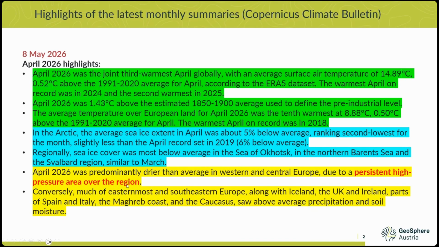And finally, in yellow, you see they mention a persistent high pressure area over Central Europe and Western Europe. So this persistent high pressure area has an effect on clouds, has an effect on precipitation, and that's what I want to show you from the perspective of satellite meteorology. But there were also some areas with a little bit more precipitation, far in the east, Caucasus, and also on the western side of Spain. And well, you will see it in a few seconds.